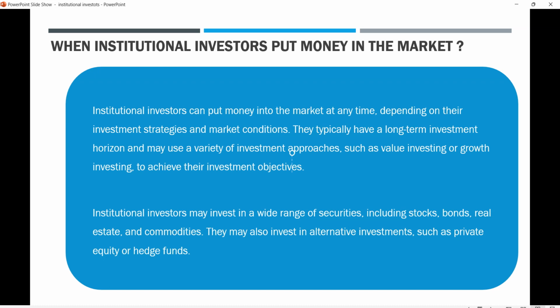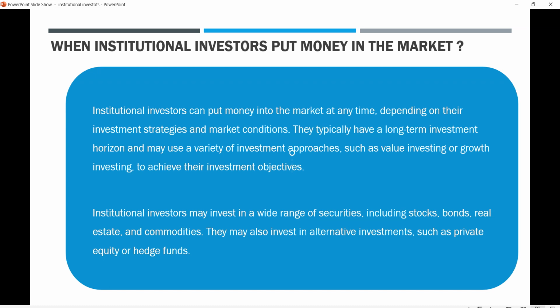Yes, any time. They don't have any particular time to do that, depending on their investment strategies and market conditions. For example, in the COVID-19 situation, for months the indices were falling down, and suddenly one day at some point there was a huge movement in the market. I clearly remember that day, everybody was expecting the market to fall down, but the institutional investors had their own investment strategies, and they put the market in a different mode, where the green candles were blowing up all the stock market.